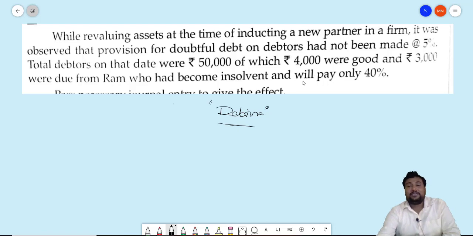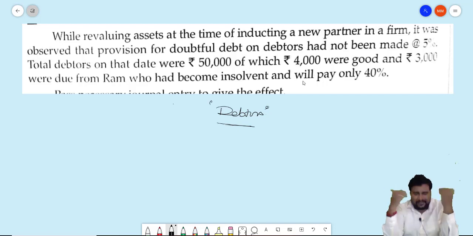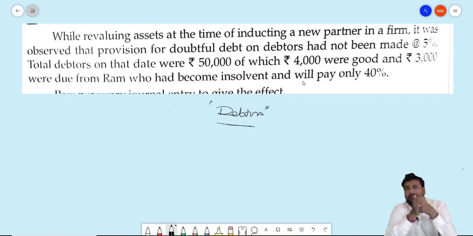Look, one thing you must always remember: accountancy is not a theory. It is not business studies, where I come, give a lecture, and the class is over. Even theory needs two-way communication, but in accountancy it is a must. If you do not flow with me, you will definitely not learn accountancy. So you have to be with me at each and every point.